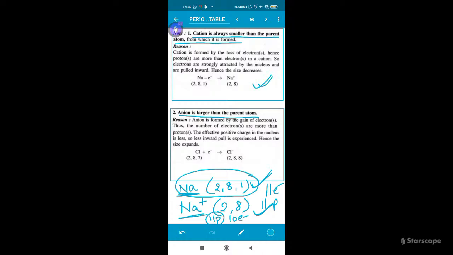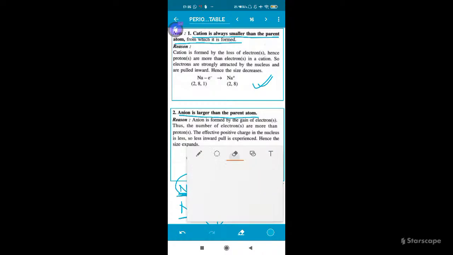Now let's talk about why an anion is larger than the parent atom. So what has been said, let's see. Anion is formed by the gain of electrons, obviously. But over here you can see that in the case of the chlorine atom and the chloride ion, they have the same number of shells. So how can we differentiate which one is larger? In the case of the chlorine atom, how many protons and how many electrons are there? There are 17 electrons and 17 protons initially in the parent atom.